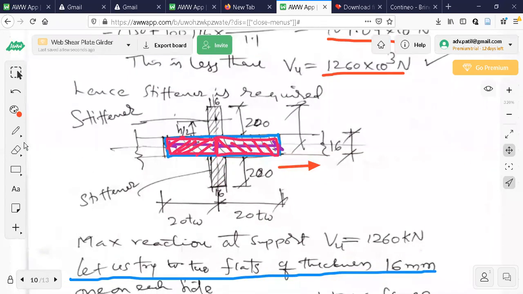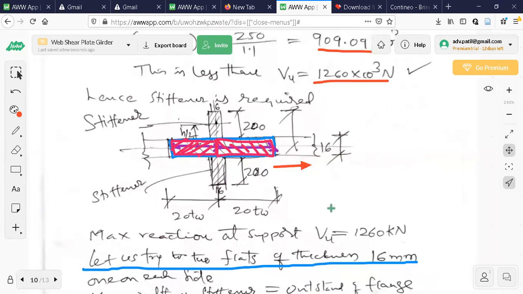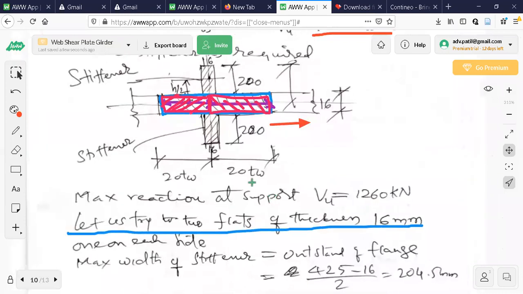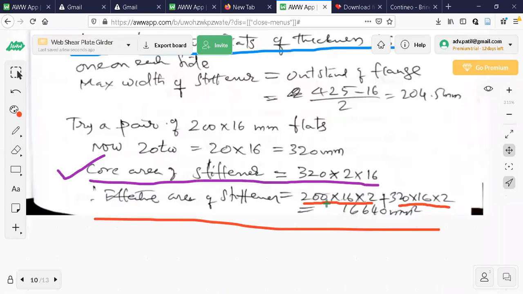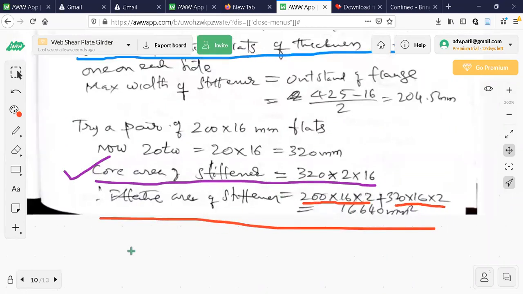See, effectively what I'm telling here is you just add this rectangle and these two rectangles. Effectively, it is nothing but the red color, whatever is there, the area of the portion of the web and two stiffeners on either side. That is it. You have to add three rectangles. That's all. So the area of three rectangles is 16640 mm square. Let us go to the next page.